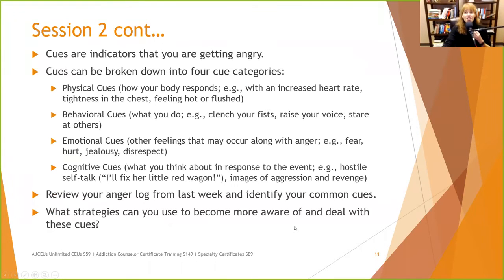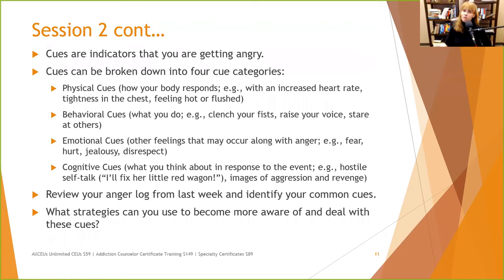Cues are indicators that they're getting angry and can be broken down into 4 categories. Physical cues, how your body responds, the increased heart rate, tightness in your chest, feeling hot or flushed. Behavioral cues, such as clenching your fists, raising your voice, staring at others, you try to stare them down. Emotional cues, which are other feelings that may occur along with anger, such as hurt, jealousy, or this feeling of being disrespected. And cognitive cues, what you think about in response to the event, such as hostile self-talk.